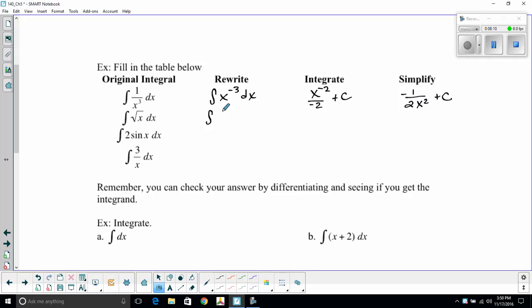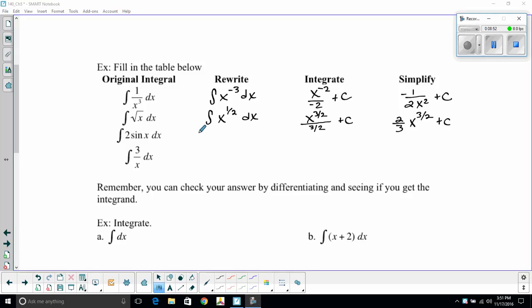The next one would be the antiderivative of x to the 1/2 dx. Then you add 1, so that would be 3 halves, and then divide by 3 halves plus c. Add 1, which would be 3 halves. So then I would get 2/3 x to the 3 halves, which is fine to leave it as x to the 3 halves, plus c.